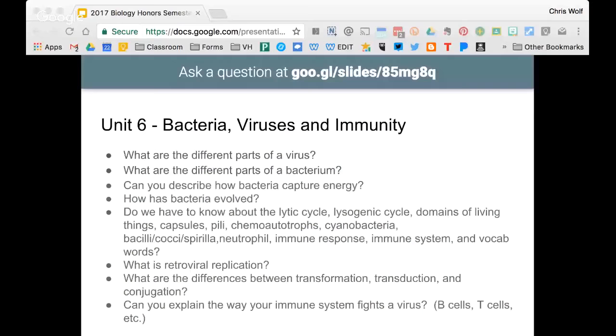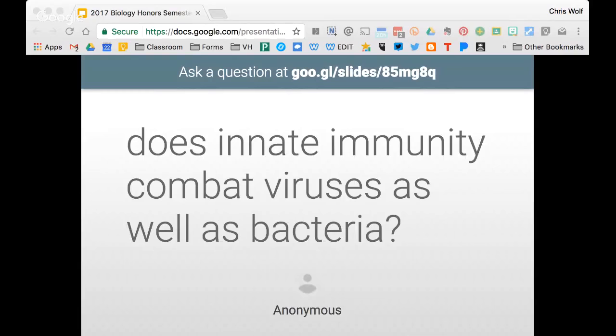This question, does the innate immunity combat viruses as well as bacteria? Yes. It's not going to kill a virus because the virus obviously isn't alive. It's not going to disrupt the virus. But it can trap the virus. The mucous membranes can trap it. The skin cells can prevent the infection from happening. So your innate immune system does block viruses, blocks bacteria, even blocks fungi from entering your body. Even protists will be blocked by the innate immune system.